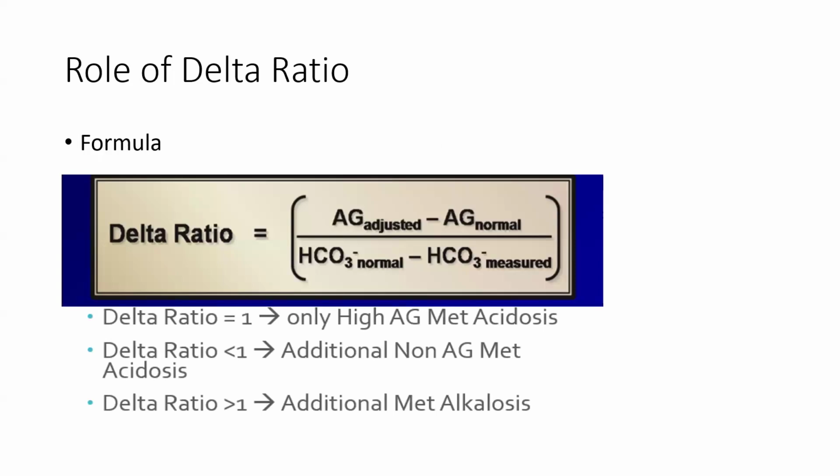Our next step is to calculate the delta ratio. Why is the delta ratio important? To know whether it is an isolated anion gap acidosis or whether there is also a component of non-anion-gap metabolic acidosis or metabolic alkalosis. To calculate the delta ratio, we need the adjusted anion gap minus normal anion gap, divided by normal HCO3 minus measured HCO3. If the delta ratio is 1, there is only high anion gap metabolic acidosis. If it is less than 1, additional non-anion-gap metabolic acidosis is present. If it is more than 1, there is additional metabolic alkalosis.